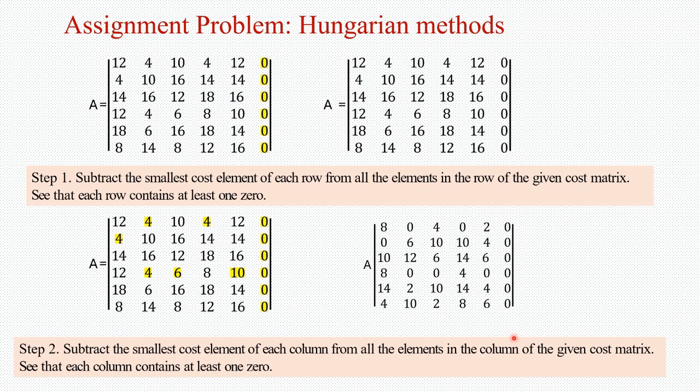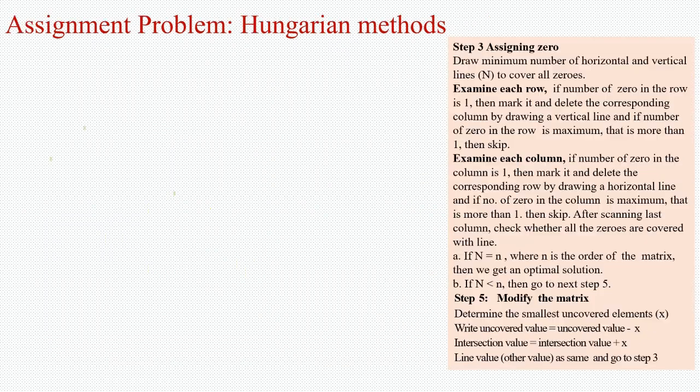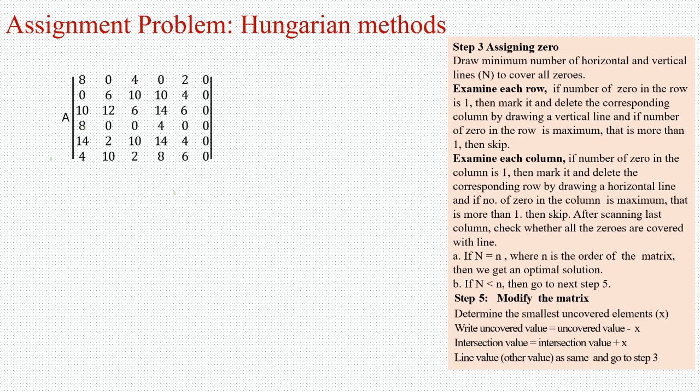We get this matrix. Step 3, assigning 0. Draw minimum number of horizontal and vertical lines, n, to cover all zeros. Examine each row. In this first row, there are more than one zero, so skip the row. In the second row we see 2 zeros, so skip this row.